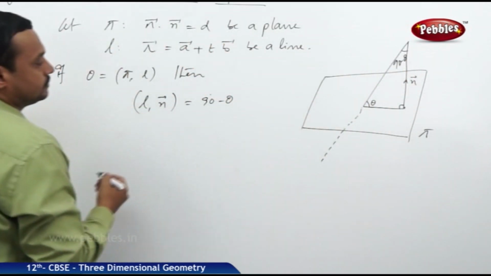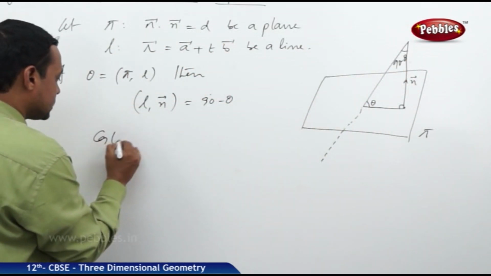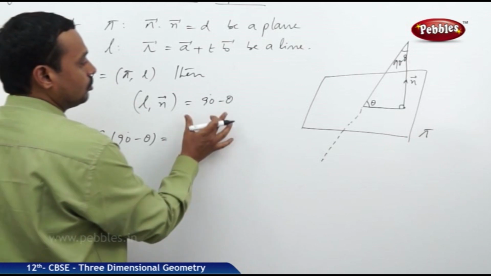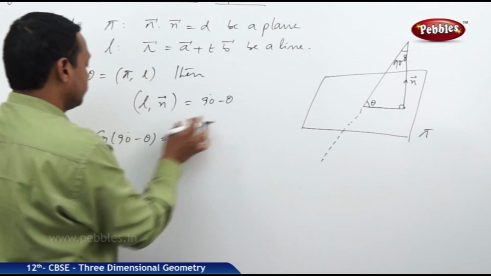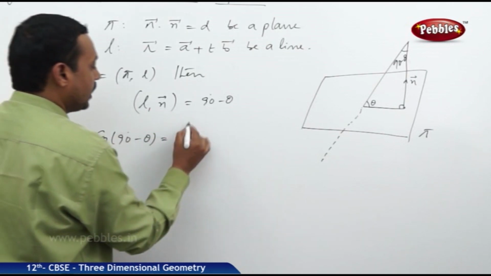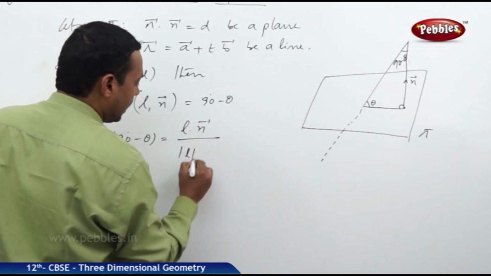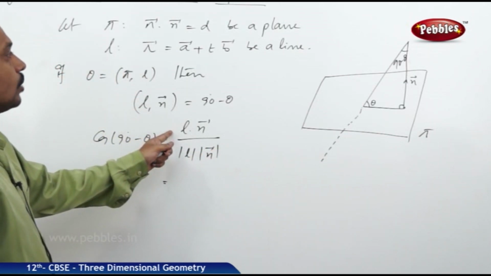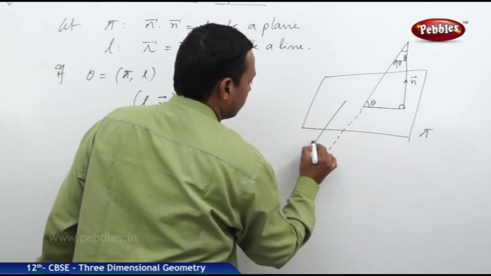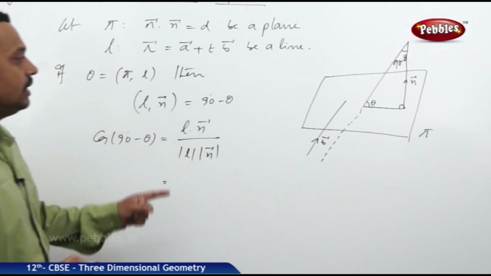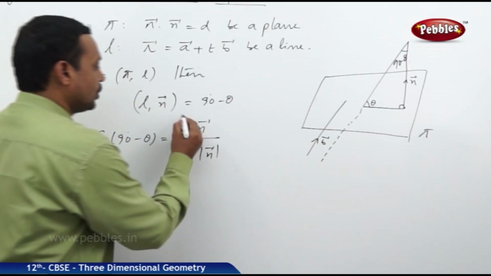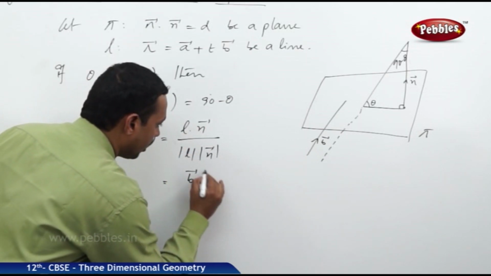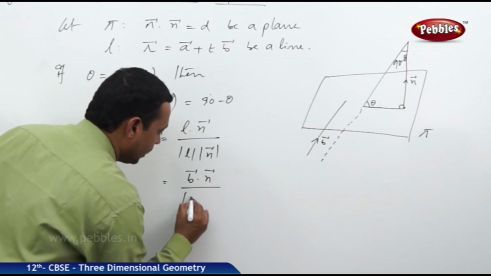From this diagram, cos of 90 minus theta is equal to, by the definition of the dot product, L dot n bar by mod L into mod n bar, where L is the line which is parallel to some vector b bar. So we can replace the line L by b bar, giving b bar dot n bar by mod b into mod n.